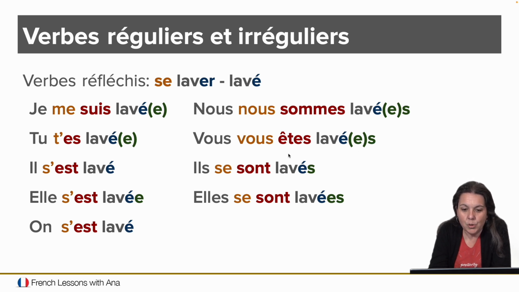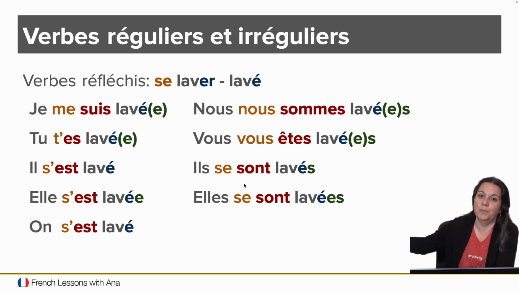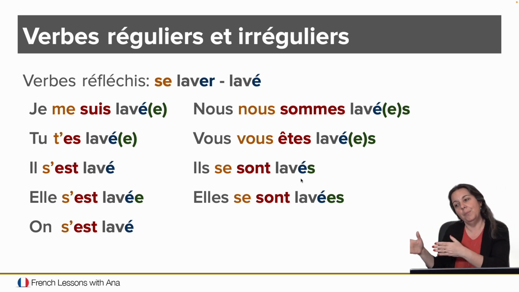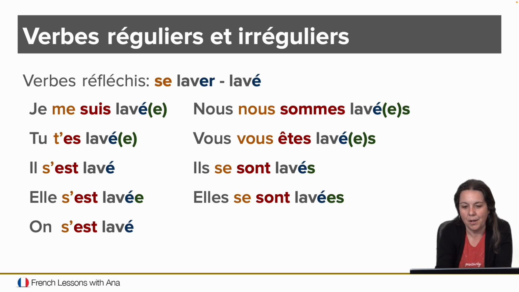Ils se sont lavés. Now, il over here is plural masculine. It's they, it's the masculine form, just add the S, right? Elle is the feminine form, so you're going to have to add the E for feminine and the S for plural. Ils se sont lavés, they washed themselves, they masculine. Elles se sont lavées, they feminine, washed themselves.